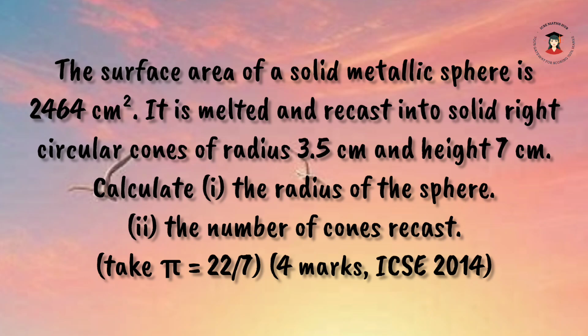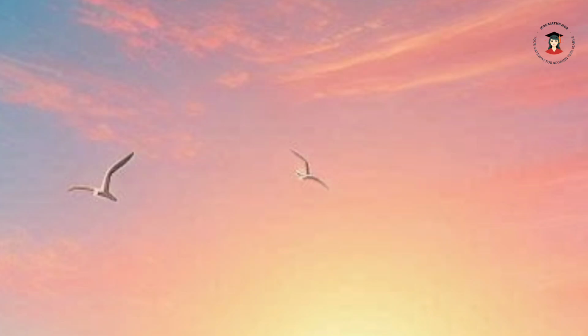So here, surface area of the solid is given. So from that we can find out the radius of the sphere. So the first part can be found out like that. Then the volume of the sphere can also be found out using formula 4/3 pi r cube. It is melted and recasted into a number of cones. Both the radius and height of the cones is given. So the volume of the cone can be found out. Only thing we need to find out is the number of cones so formed.